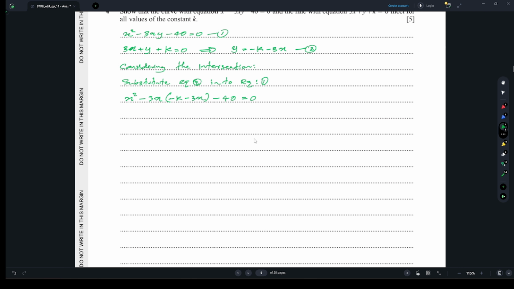When I simplify, we have x squared, and minus 3x times minus 3x gives plus 9x squared. So the total is 10x squared. And then we have plus 3kx plus 3kx, and then minus 40 equals 0.